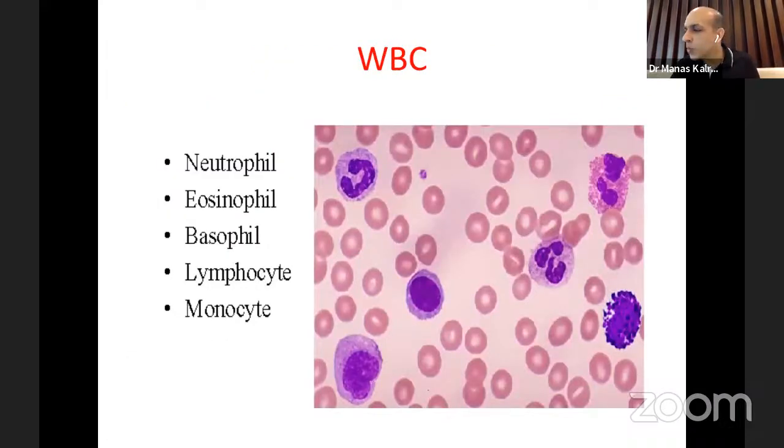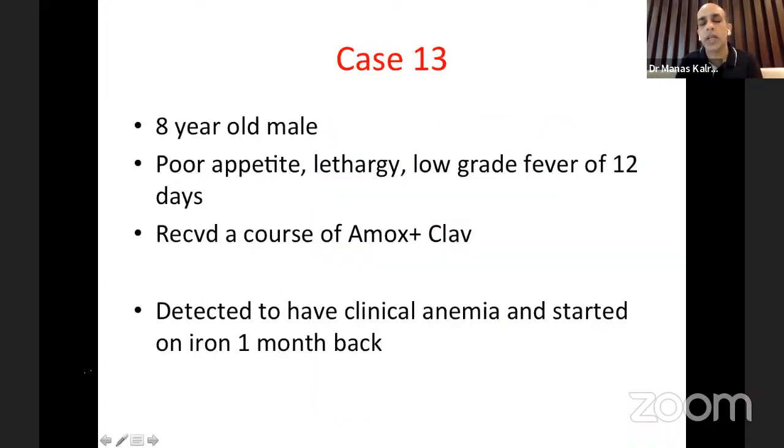So in the last few minutes, I'm going to focus on WBC and platelets. The major chunk of the CBC is actually anemias. WBC and platelets, I'll just try to quickly finish, because that is also a very important part of your CBC. So we know neutrophil, eosinophil, basophil, lymphocyte, and monocyte are the important cells, and you should be able to identify them. This picture shows it beautifully.